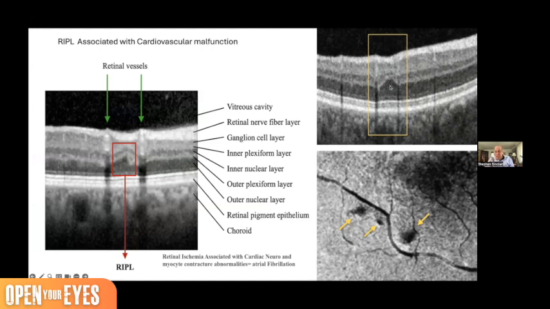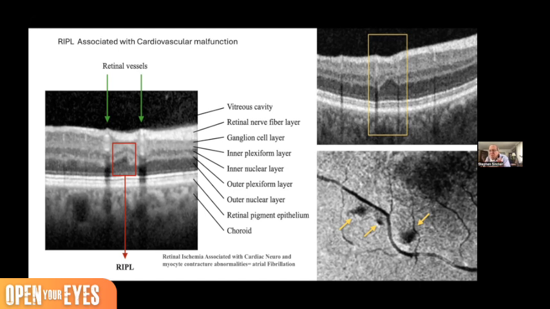And by the way, I saw this as a dark lesion on autofluorescence. Let's just say it's a dark lesion. So a lot of those dark lesions that I showed you with the infrared and red scanning, are those ischemic lesions in the outer retina?